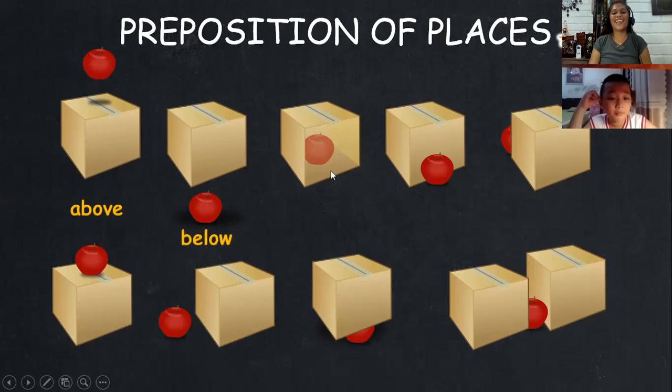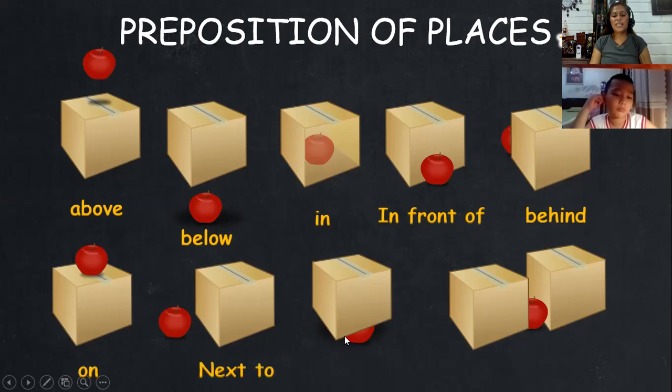Next one. Sorry, it's in. Next one. Where is the apple? In front of. Yeah, this one. Behind. This one. On. This one. Next to. Very good. This one. Under. Yeah, very good.